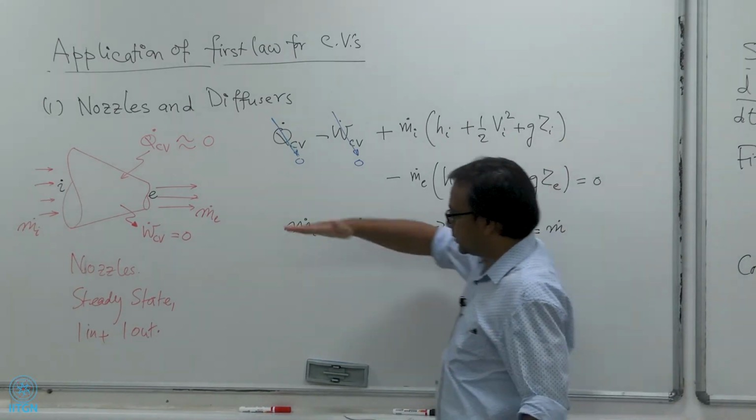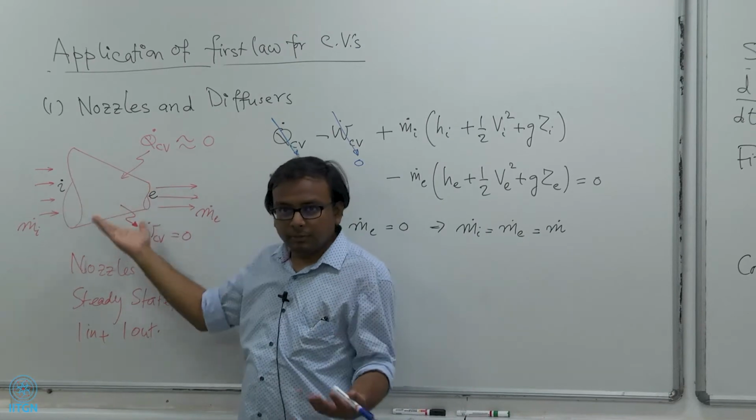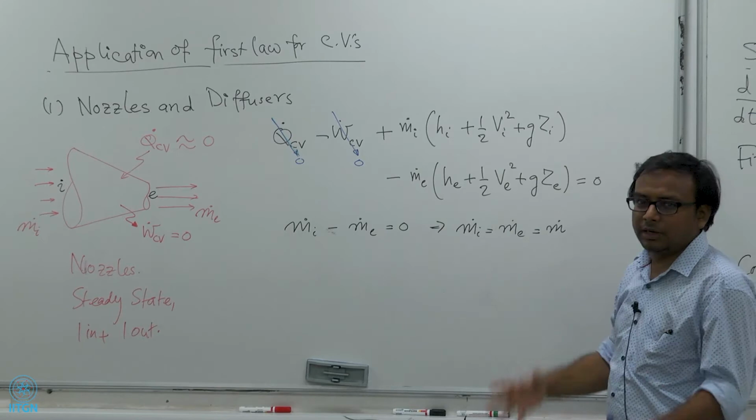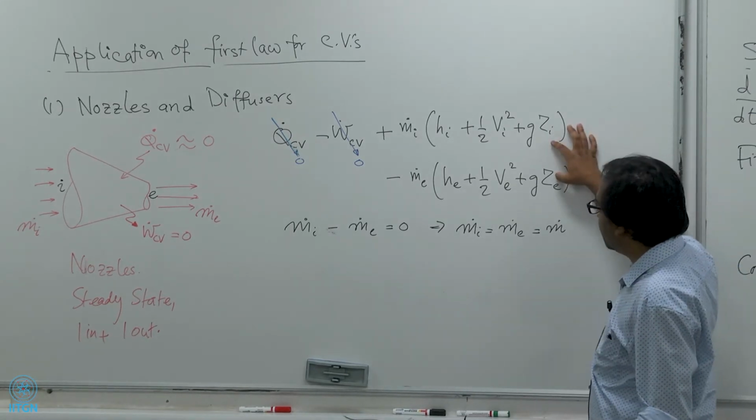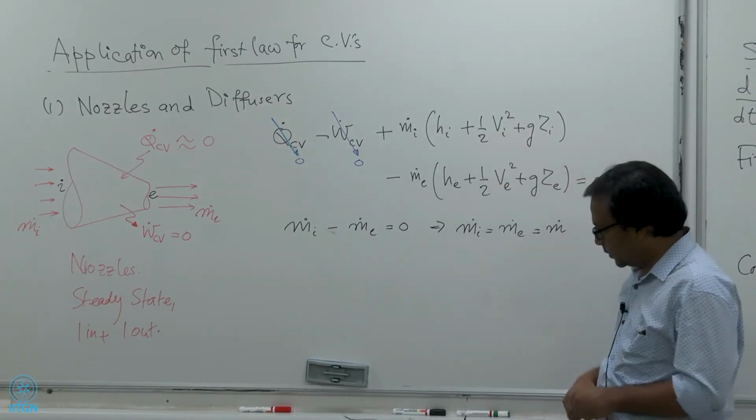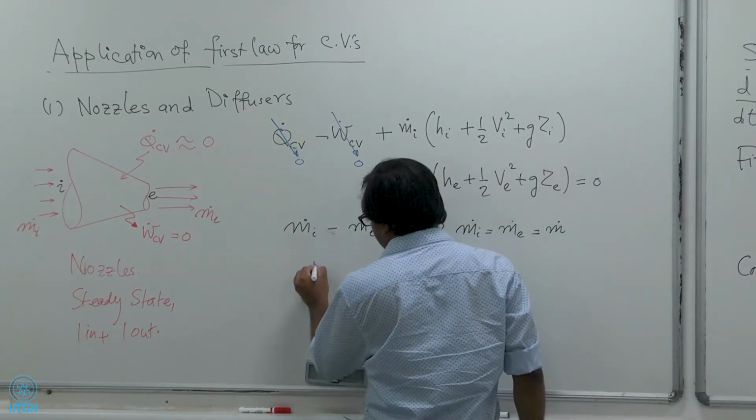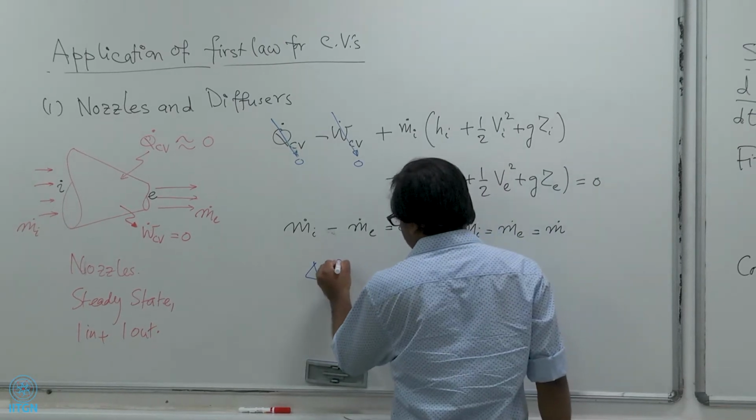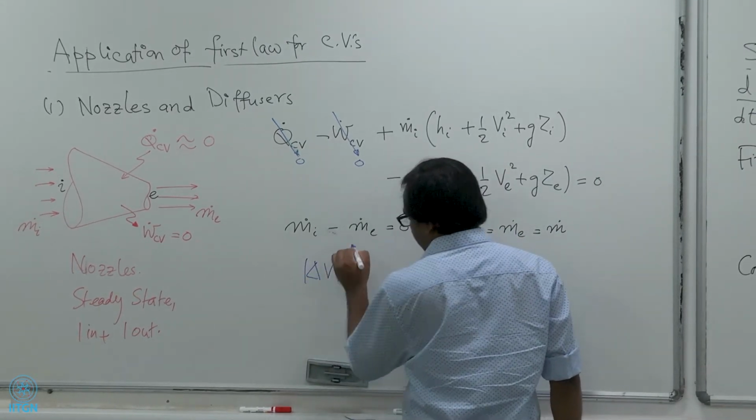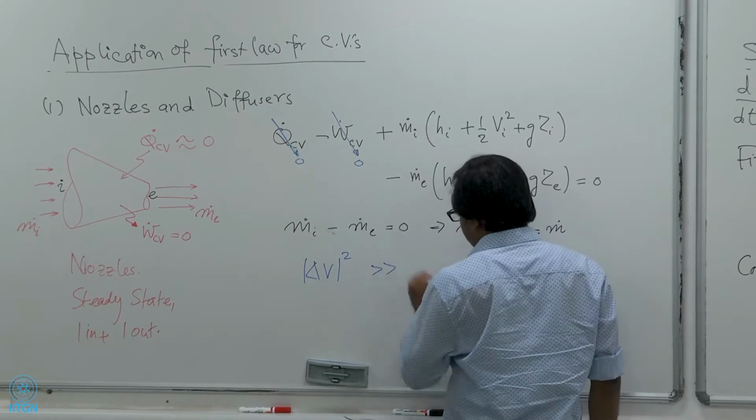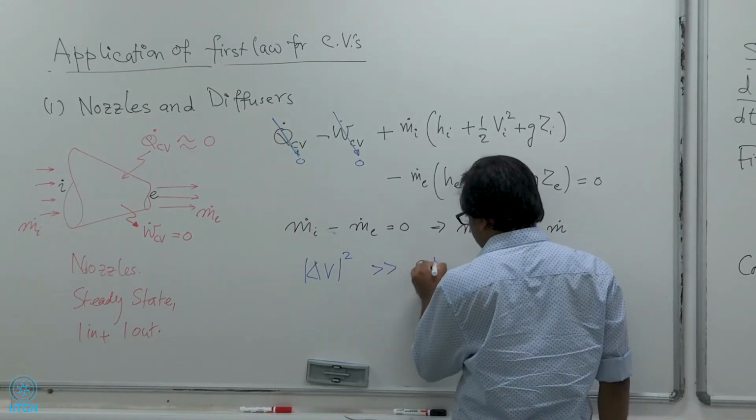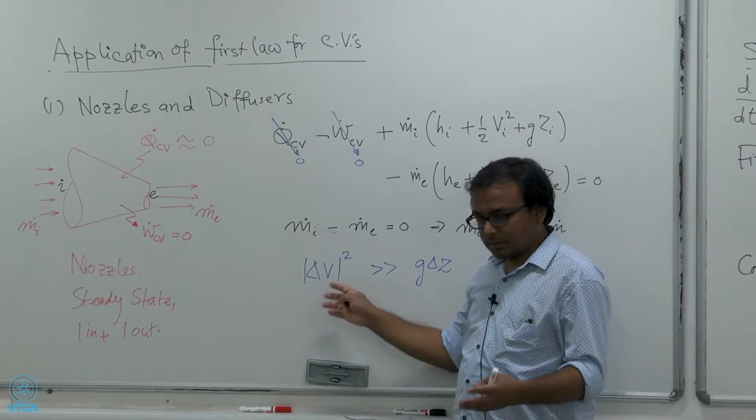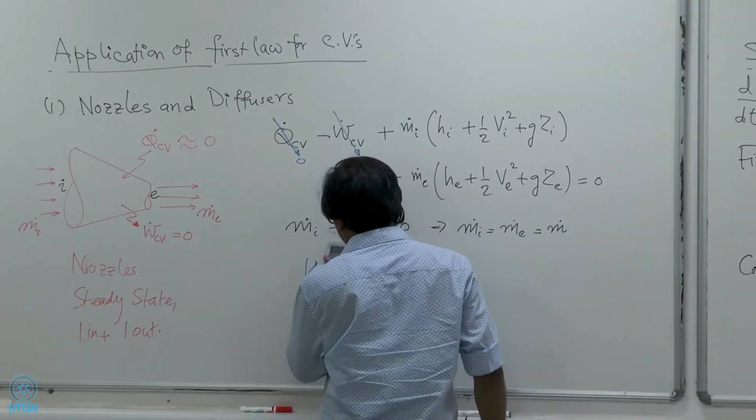Of course, if this is horizontal, there will be no change in potential energy. Even if it is not horizontal, this change can be approximately neglected. You will see that this change is extremely small compared to the change in the velocity. So, I can write that delta V square, the change in the kinetic energy, is much larger than the change in the potential energy, g delta Z. Okay. So, maybe I should write delta KE.